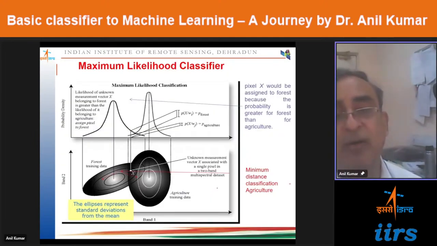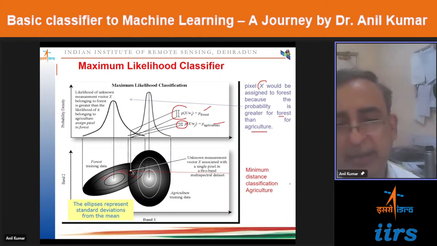So here you can see the working of, say, maximum likelihood classifier as well as minimum distance criteria. A pixel X would be assigned to forest because the probability is greater for forest than agriculture. So if you are calculating the probability for forest and agriculture, and if the probability of forest is more, you can see it's quite more compared to agriculture, so you can label that pixel to forest. In the case of minimum distance classification, if the distance is minimum for agriculture rather than forest, then that unknown pixel can be labeled to class agriculture with respect to the minimum distance criteria. So these are the very basic algorithms which were used intensively in digital image processing for remote sensing data to prepare the thematic map, mainly the maximum likelihood classifier, MLC.